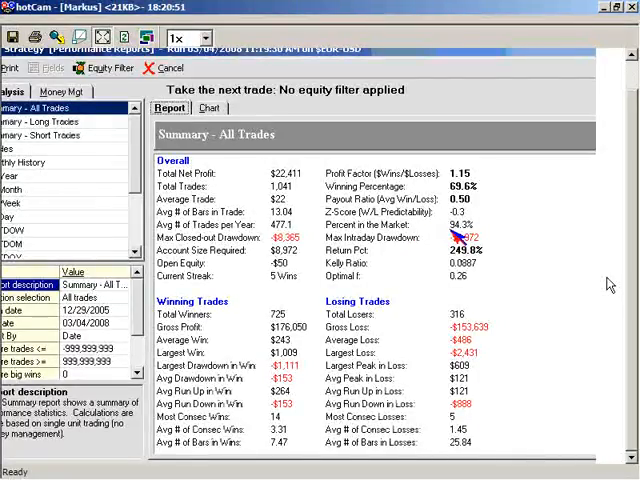Percent in the market, we are almost always in the market, since we have a simple reversal strategy. And the reason why we are not in the market all the time is because sometimes we have some holidays where we do not trade. So this is the initial results that we have here.